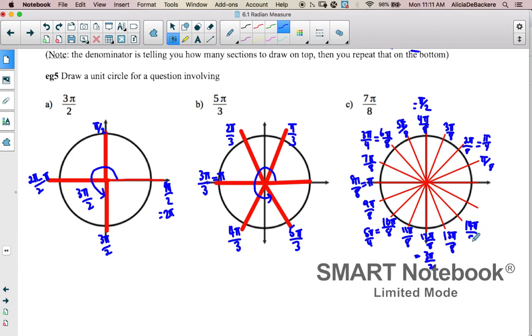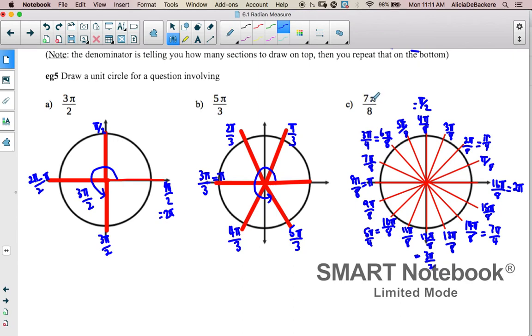Every time I have an even numerator, I have to reduce. It should work out that when you get back around to the positive x-axis, the numerator will be double the denominator with a pi tagging along. And so that gives me 2 pi. I can also think about it as 0 radians as well.